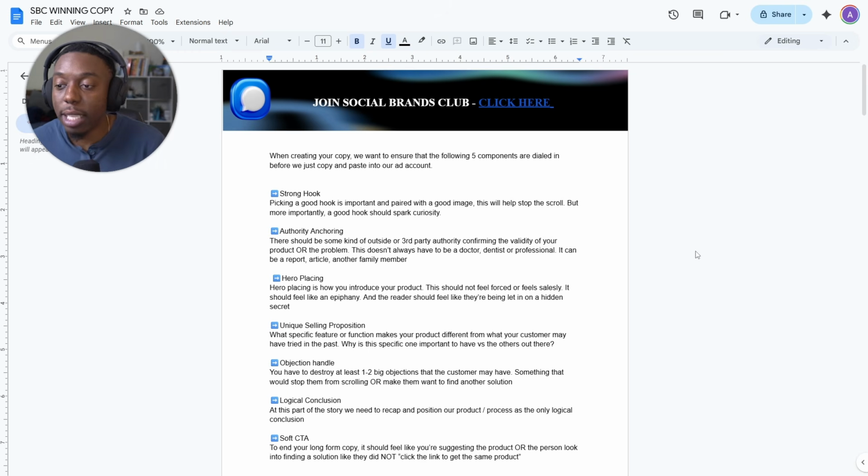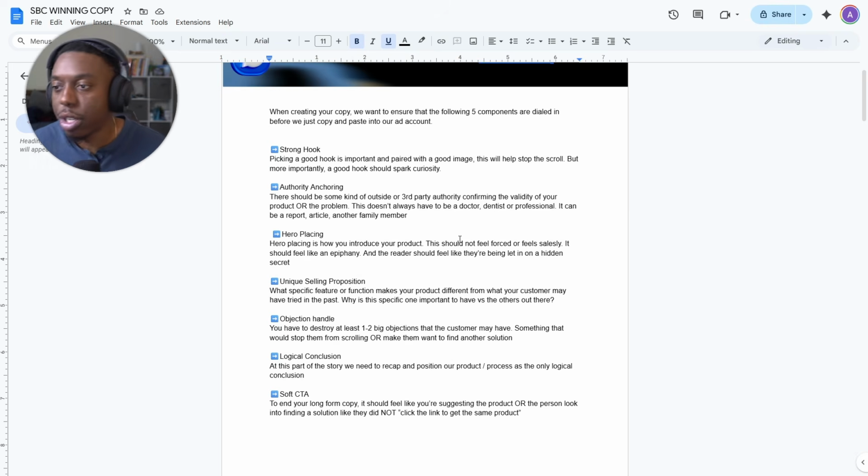Naturally speaking, I like to have my long form copy be between 1,400 to 1,700 words, and it has to follow this structure. And the structure doesn't always have to be in the same order that you see on this document, but as long as these main components are in there, I'm good to go. So the first thing is very important, which is a strong hook.